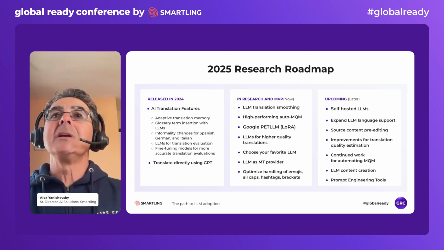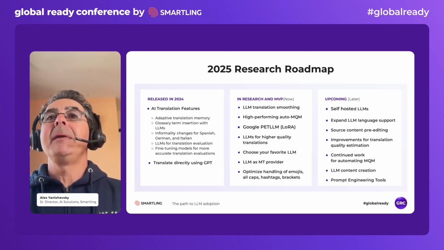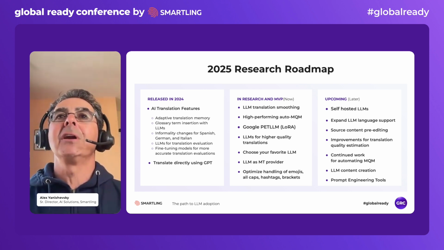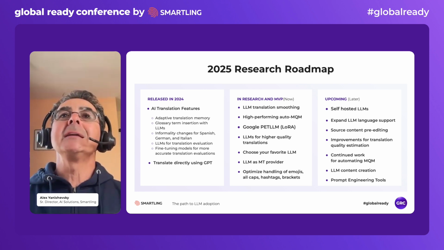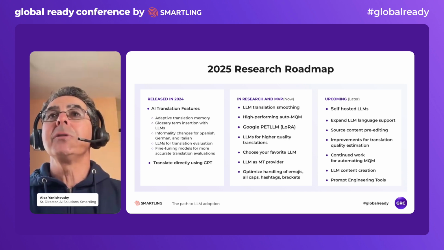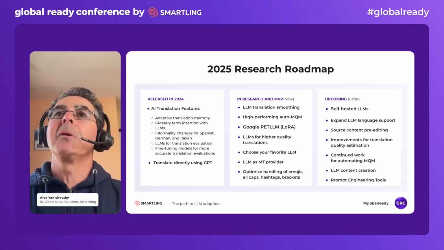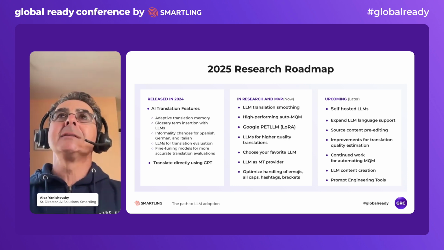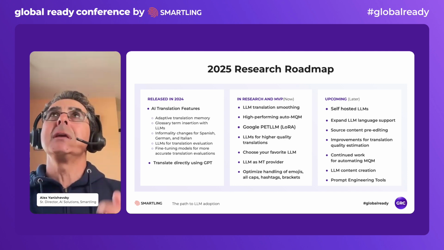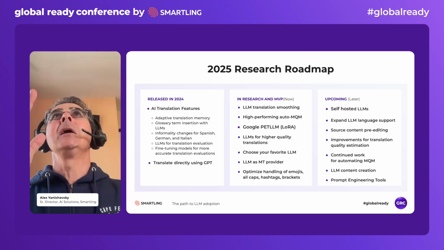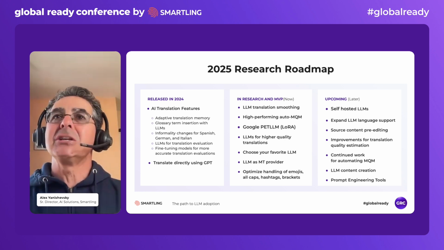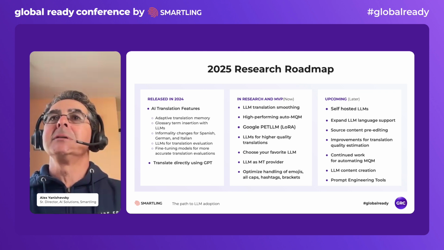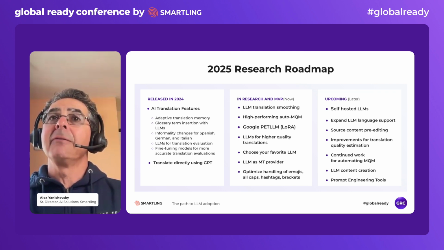So what's in research and in MVP right now that's going to be getting into the platform in the very, very near term? Things like LLM translation smoothing. So this is already in the platform and we're further iterating on this. Also, as we see this inflection point in using basically built-for-purpose translation large language models, right? Google PaLM LLM is an example, and that's going to be integrated into the platform very, very shortly.